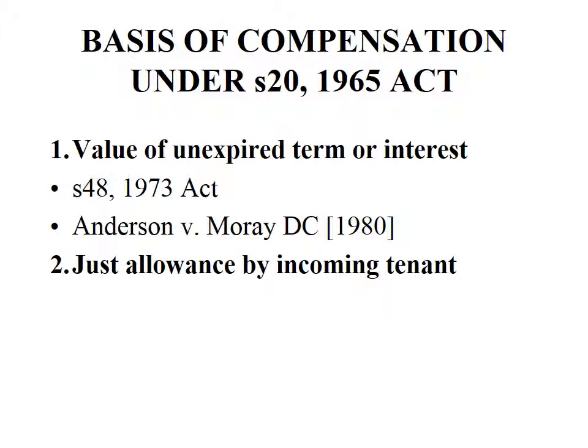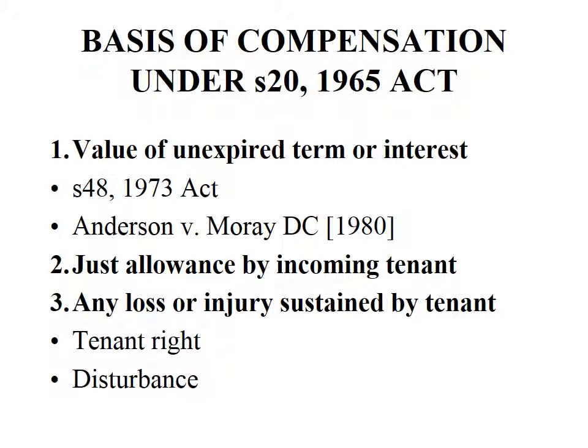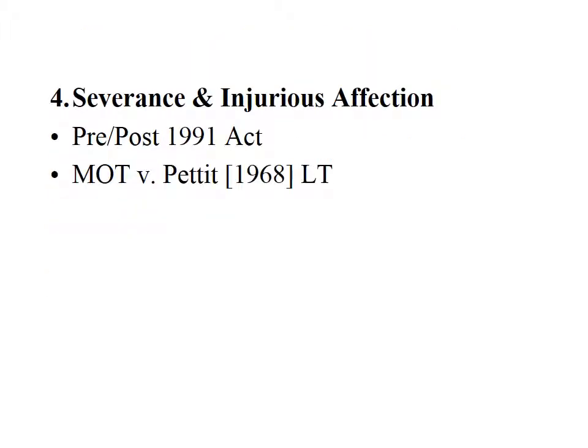The tenant is also allowed the just allowances which would be made by an incoming tenant for any improvements and things like that that will be taken over, and he's also allowed compensation for any loss or injury sustained by the tenant. Typically this covers the areas of tenant right compensation and disturbance payments for loss of the land as well. Severance and injurious affection is another area for which compensation is available.